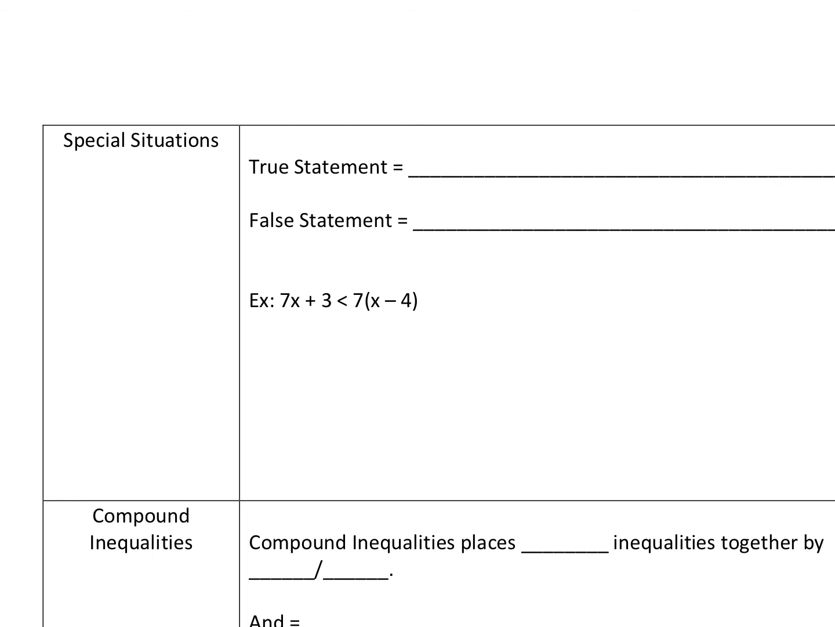Special situations. Sometimes when you're dealing with inequalities, your variables disappear. When this happens, there's no need to freak out, but it's going to be one of two special situations. If your variables disappear and you get a true statement, like 5 is greater than 4, we know that's true, so that would be what we call infinite solutions.